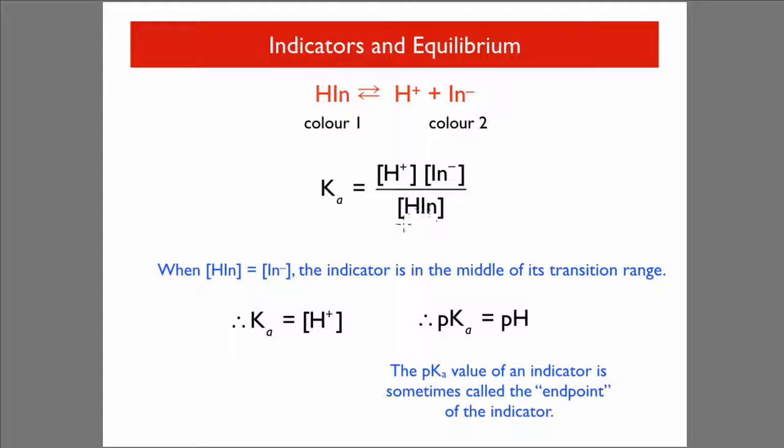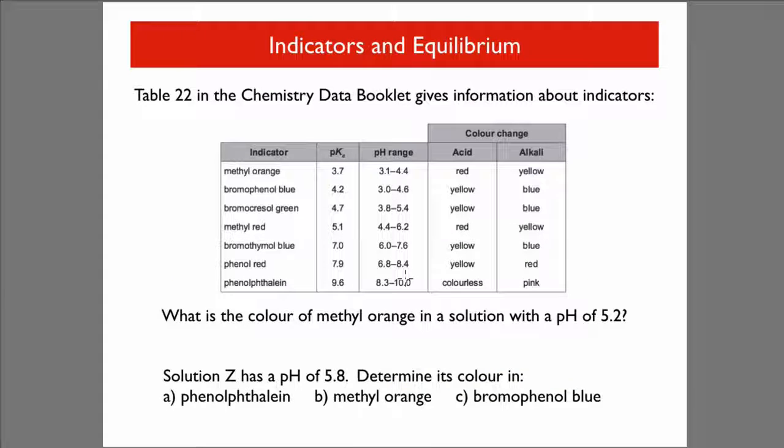The pKa value of an indicator is sometimes called the endpoint of the indicator. Let's look at table 22. This is from the chemistry data booklet. It gives you information about indicators. You can see it gives us the name of the indicator, the pKa value, the pH range, and you can see that the pKa normally falls somewhere within the middle of it. It also gives us the colour in acidic or alkali conditions, where red would be on the 3.1 side in this case, and yellow would be on the alkali side of the range.